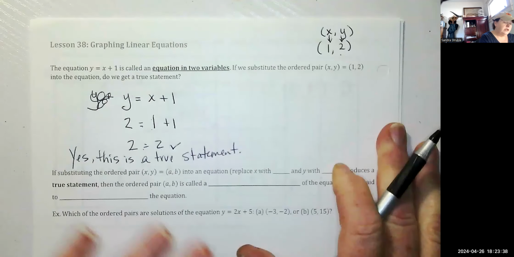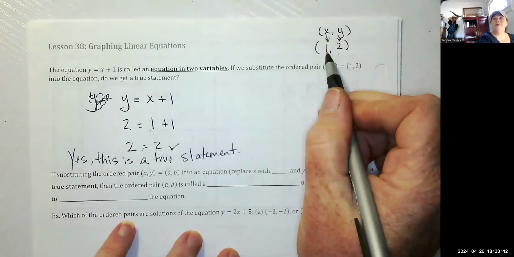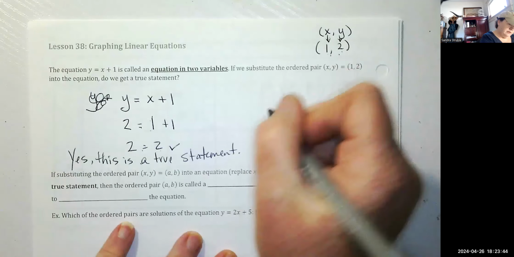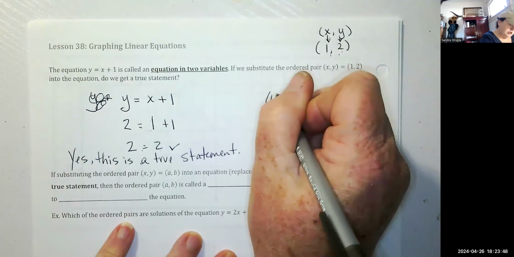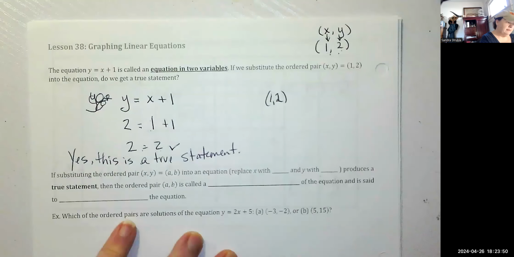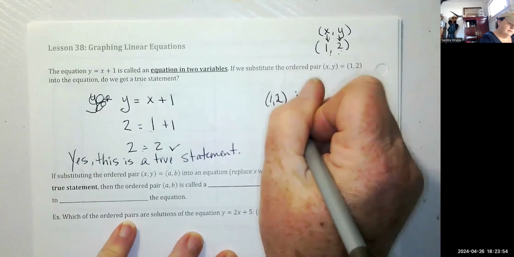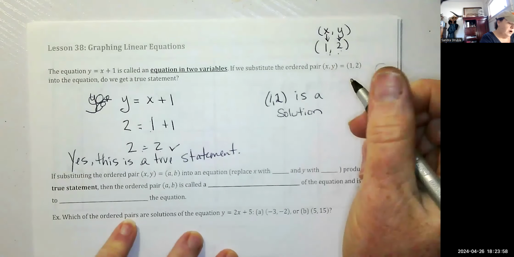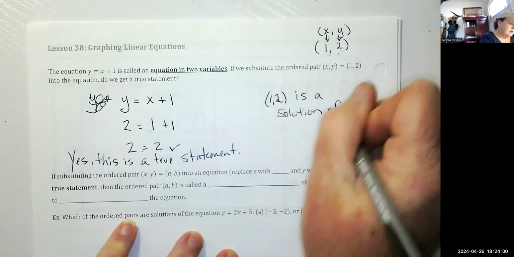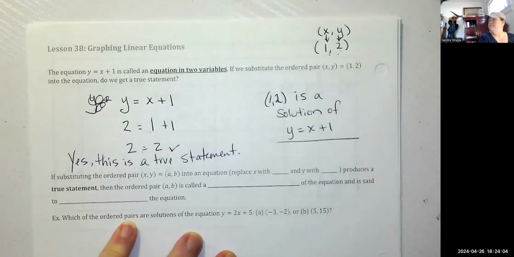Okay. So what that means is the ordered pair (1, 2) is a solution of y equals x plus 1. That's what this means.